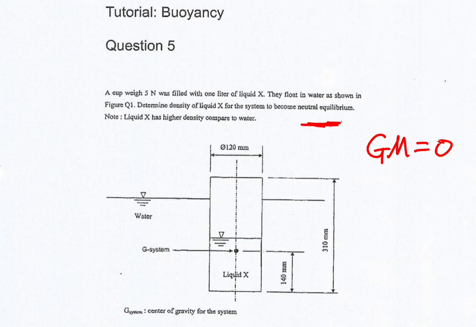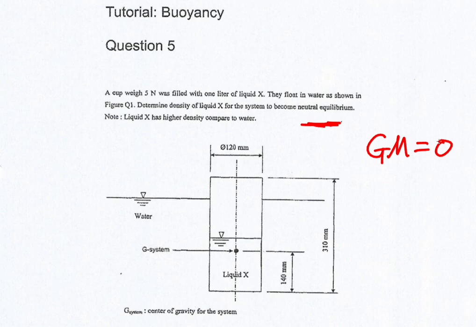So if you give a slight external force on that system, it will rotate. But after that, when you release the external force, the system will not return to the original position, and it is also not moved to another position. So this is Gm equal to 0.